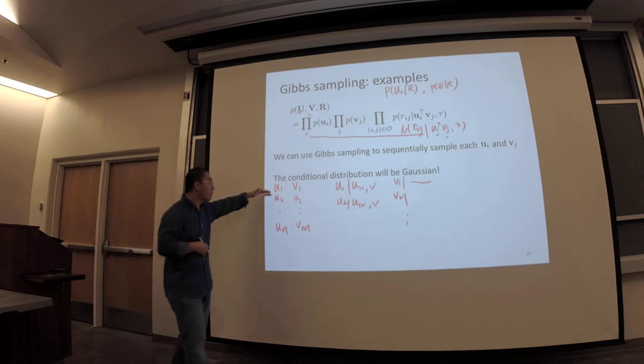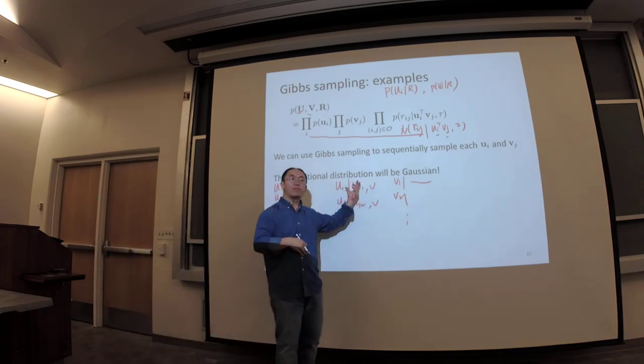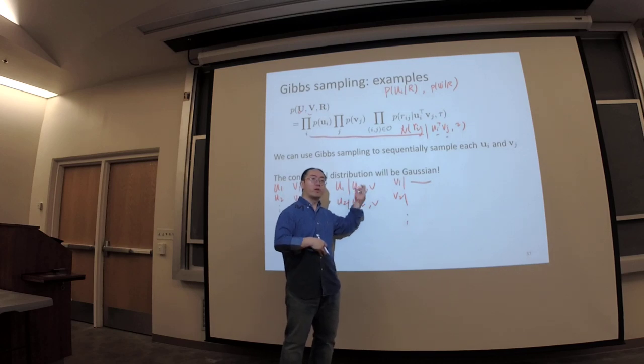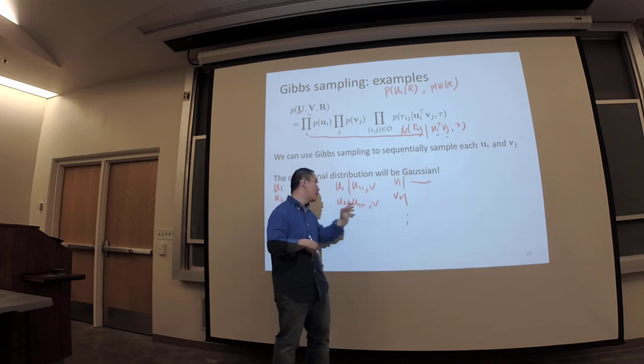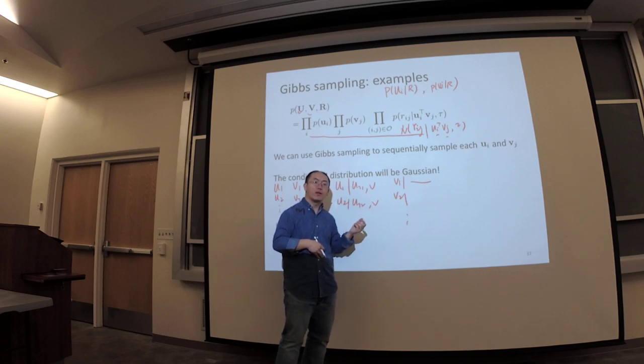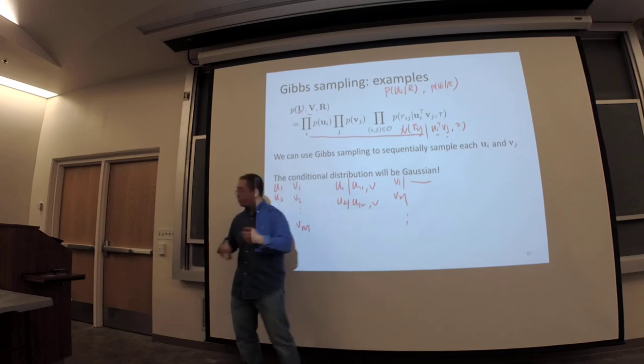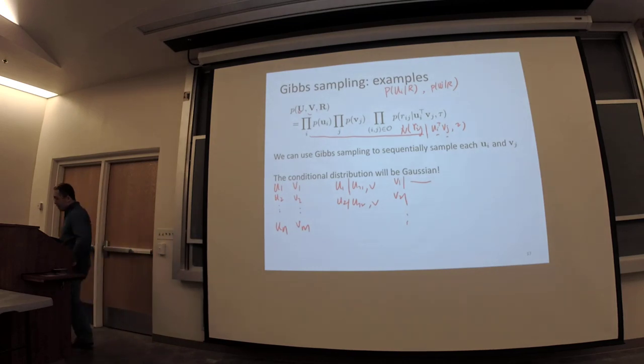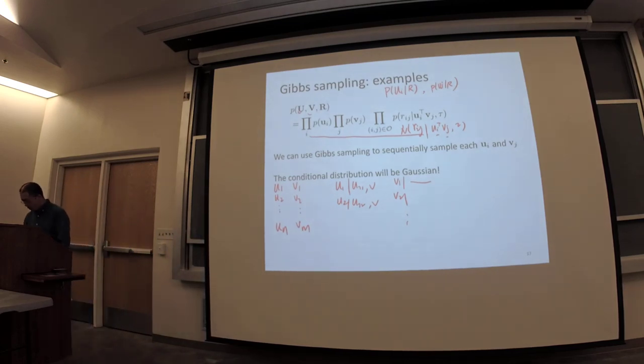At first, we sample U1 given all the other U2, U3, U4 to UN, and all latent feature vectors of V are fixed. And then I sample U2 and fix all the other movie and user feature vectors. Just continue to do that. So now let us just pick one. Suppose currently I'm going to sample Ui, given the remaining users' feature vectors and all the movies' feature vectors.